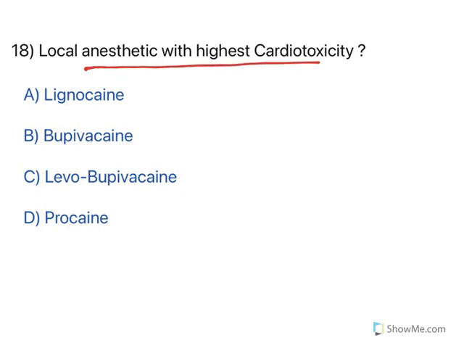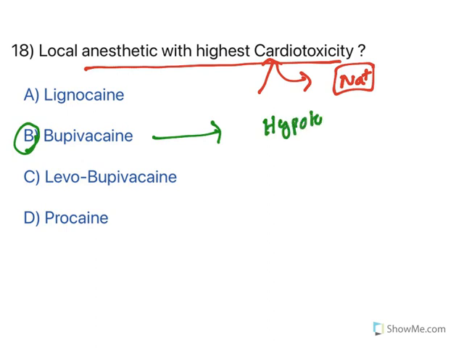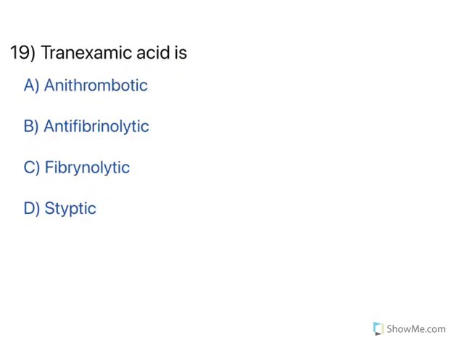Now, local anesthetic with highest cardiotoxicity. See, all local anesthetics act on sodium channels, which are responsible for depolarization and sensation. But other than neurons, one of the drugs selectively acts on cardiac tissue, and that is Bupivacaine. It has the highest amount of cardiotoxicity. It causes severe hypotension because sodium channels are blocked, resulting in decreased BP. Remaining drugs have very little cardiotoxicity, especially see Bupivacaine. The levo isomer does not have much cardiotoxicity, but the racemic mixture of Bupivacaine causes cardiotoxicity. Moving to the next one.